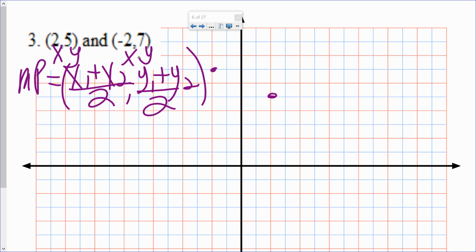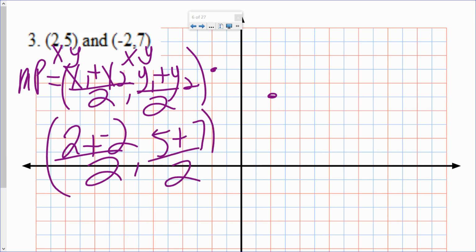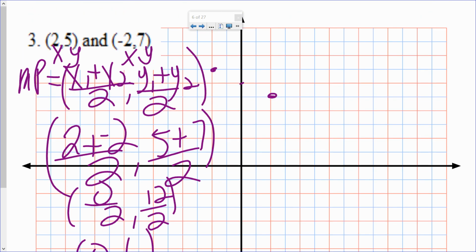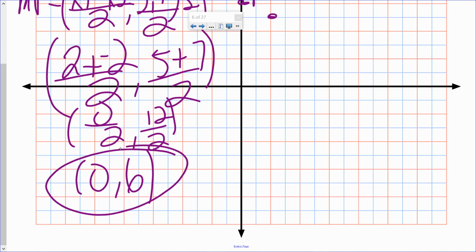Okay, my x's are 2 plus negative 2. My y's are 5 plus 7. That gives me 0 over 2, 12 over 2, 0, comma 6. Does that look right? Yes, it does. 0, 6 is my answer.